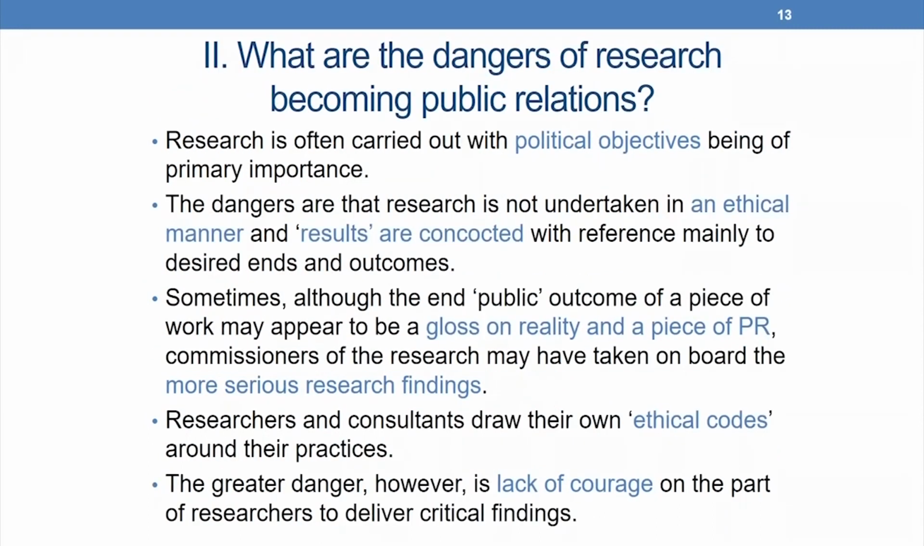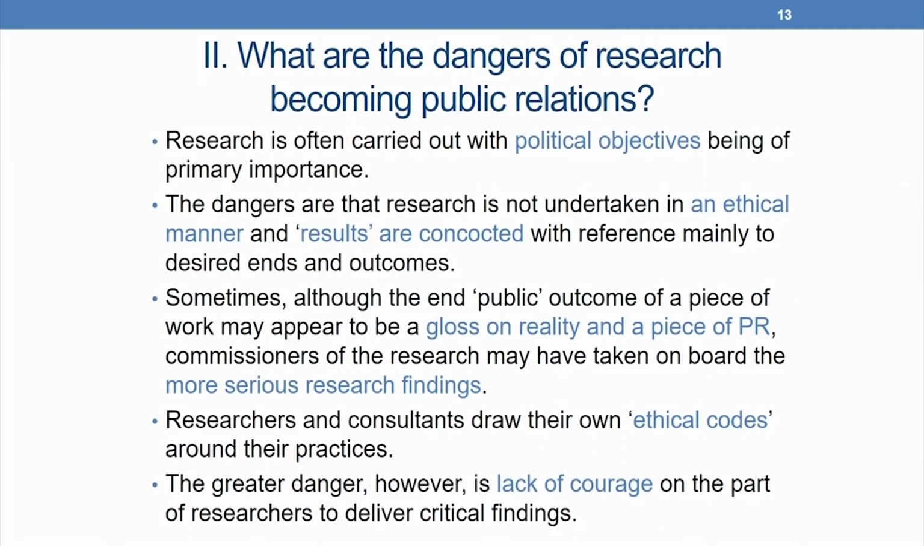Second is, what are the dangers of research becoming public relations? Now, understand the fact that research is often carried out with political objectives being of primary importance, and the dangers are that research is not undertaken in an ethical manner, and results are concocted with reference mainly to desired ends and outcomes.